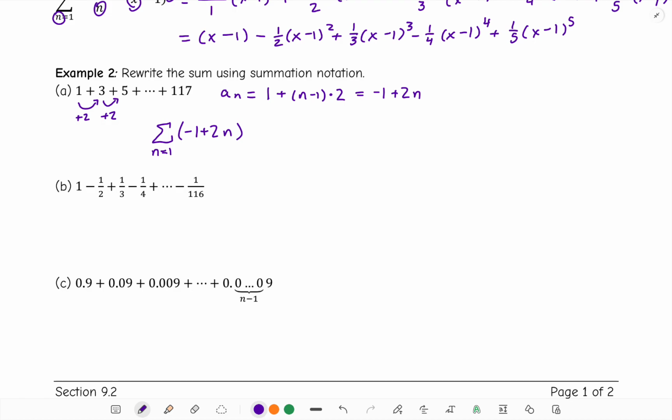But where do we end at? Well, we end when negative 1 plus 2n equals 117. So I go ahead and solve this. And we get n equal 59. So we end at 59. So it's the sum from 1 to 59 of negative 1 plus 2n.